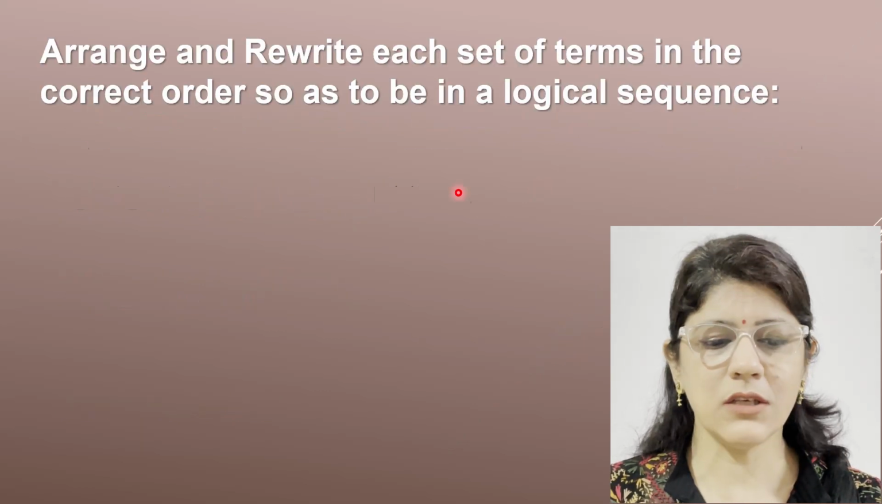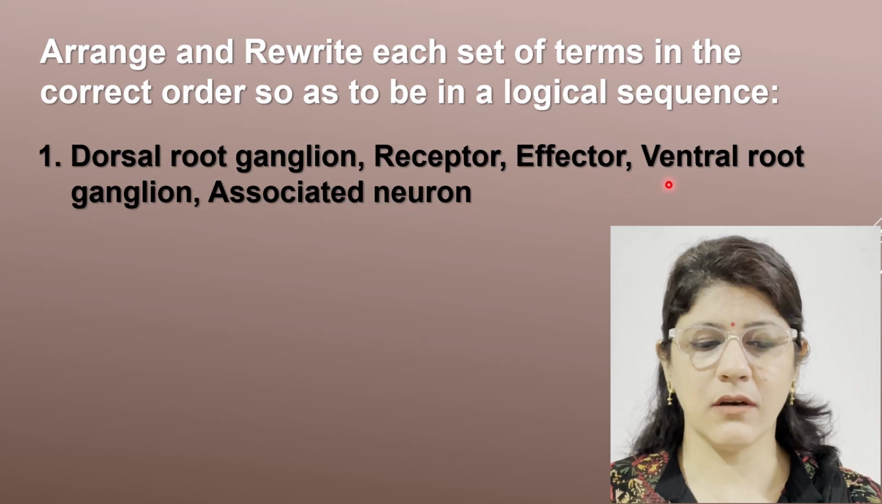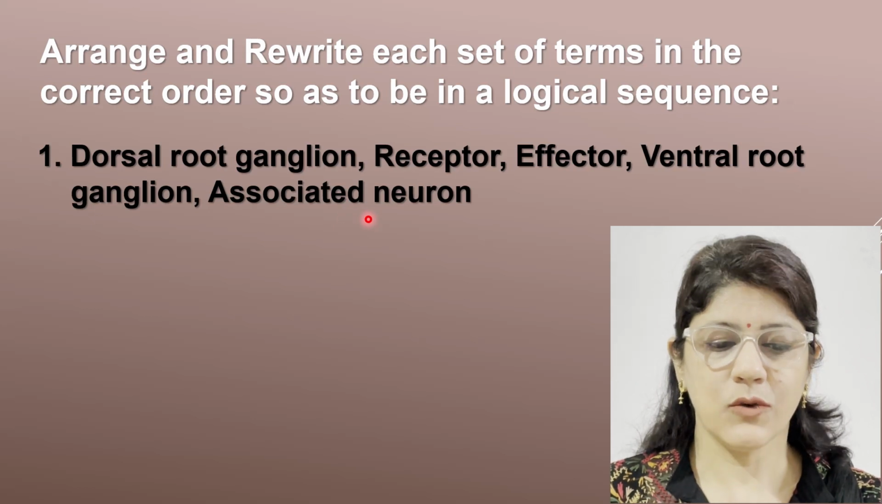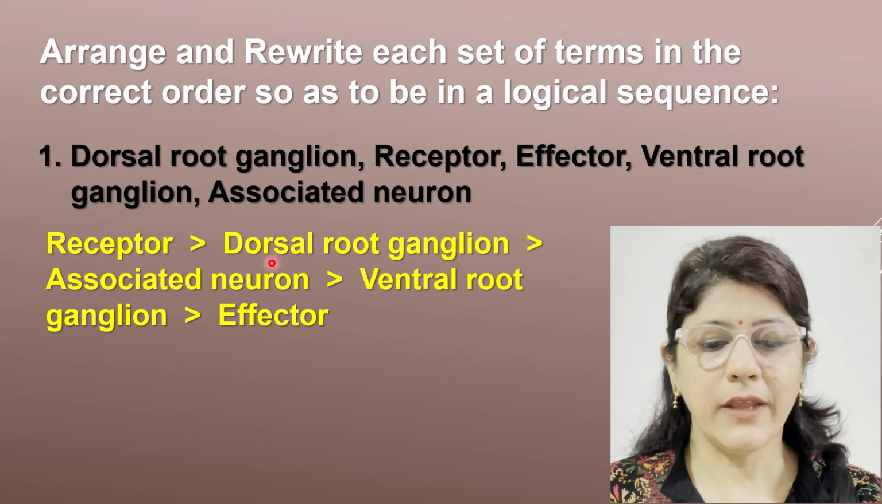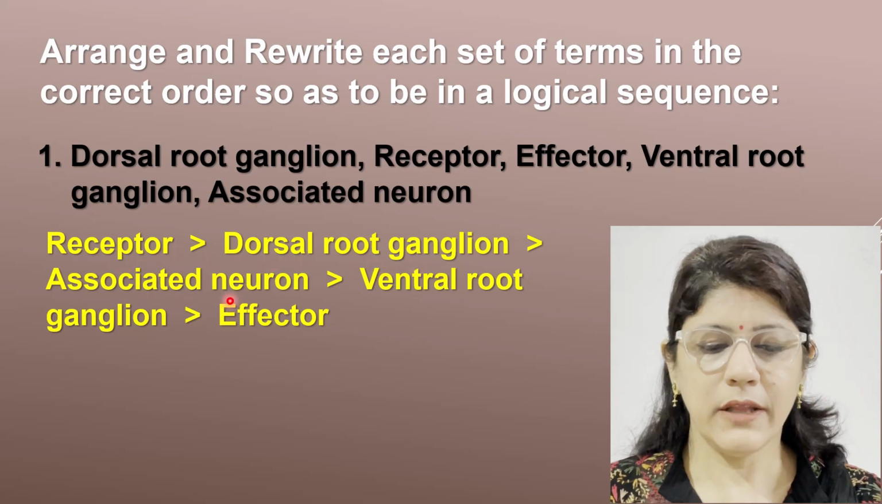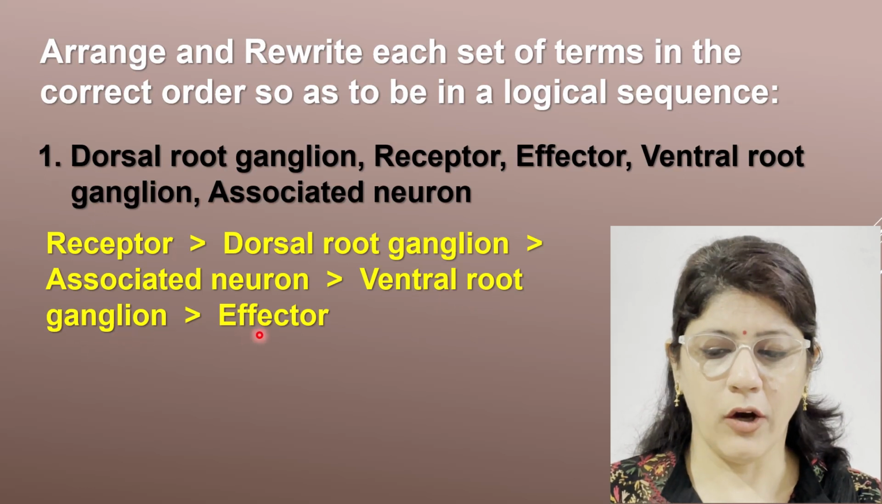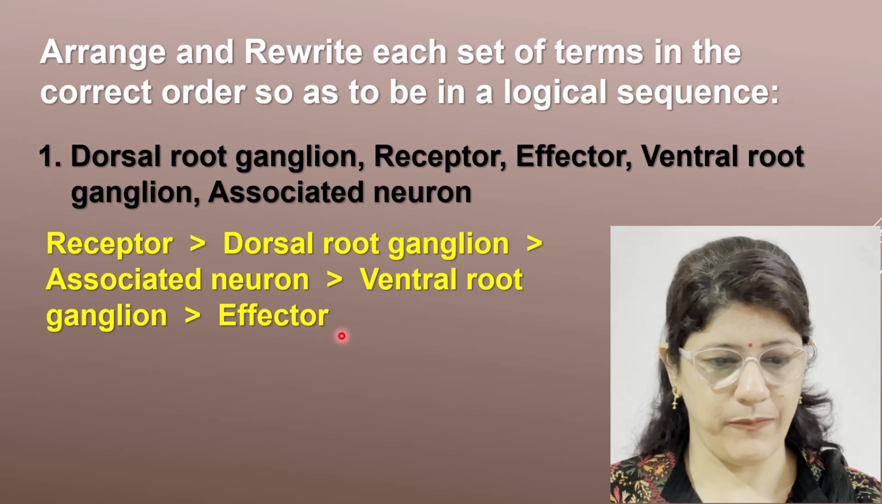So the first logical sequence is dorsal root ganglion, receptor, effector, ventral root ganglion and associated neuron. So the correct logical sequence is first receptor, then dorsal root ganglion, then associated neuron, then ventral root ganglion and then effector. Effector may be muscle or a gland.